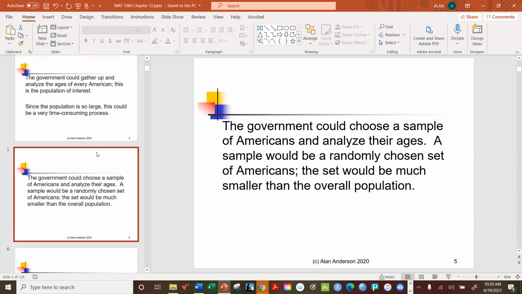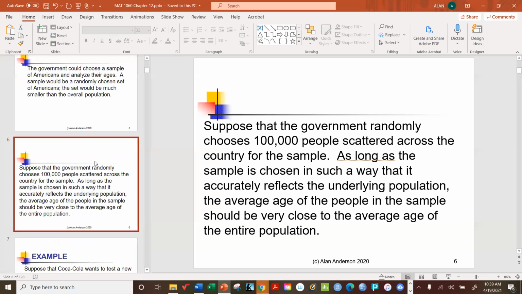So, for example, imagine if they randomly choose 100,000 people scattered across the entire country. If they've chosen these people carefully, then the average age of the people in the sample should be very close to the average age of the entire country. It won't be perfect, but it should be close enough so that they can decide what to do about financing Social Security and Medicare and all the rest of them.